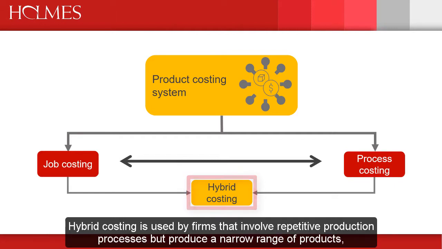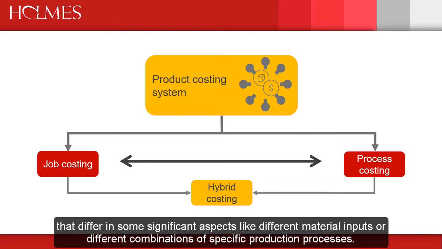Hybrid costing is used by firms that involve repetitive production processes, but produce a narrow range of products that differ in some significant aspects, for example, different material inputs or different combinations of specific production processes.